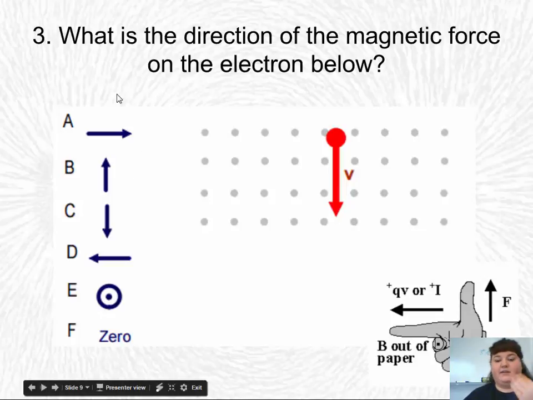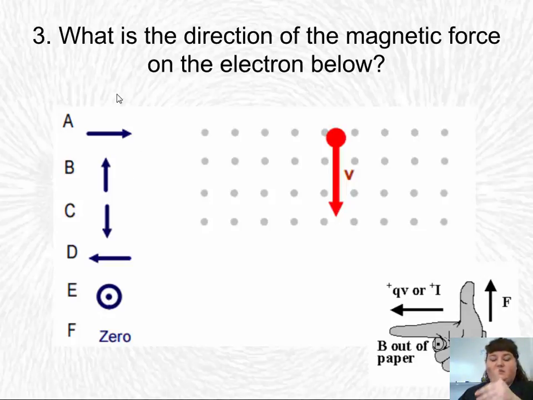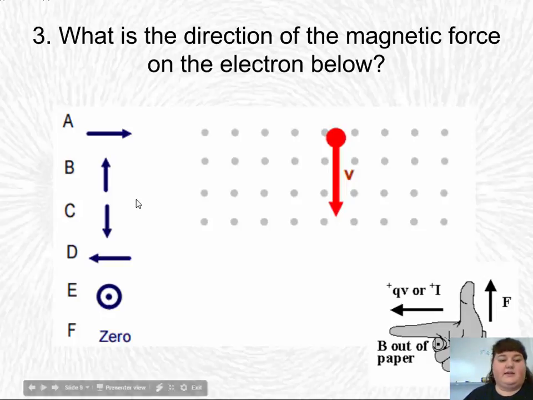Now let's try it with your left hand. So if you take your left hand, my velocity is downwards, and my fingers are pointing towards me, and we see that my thumb is pointing towards the right. So answer would be A still. So either way works. You just got to remember, positive matches your right hand, opposite for a negative charge.